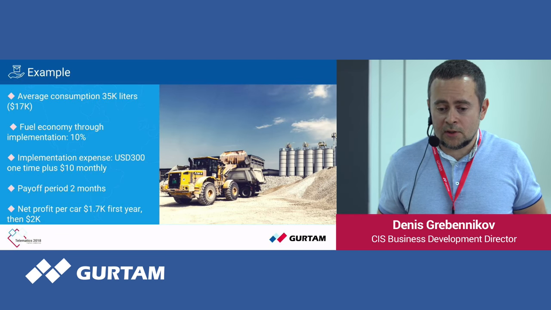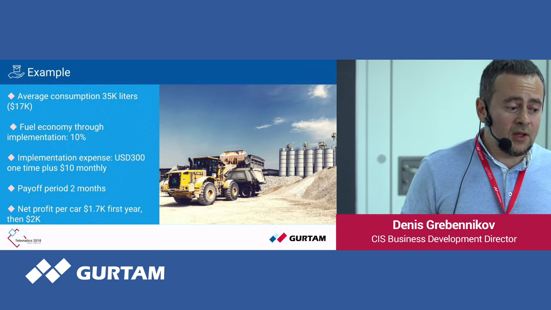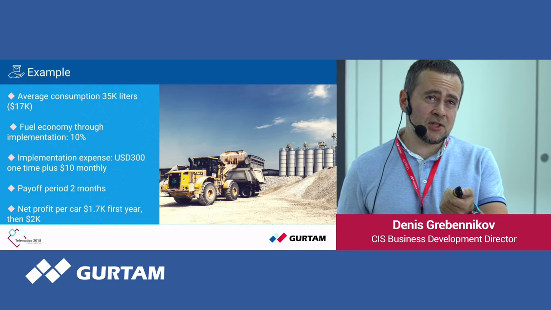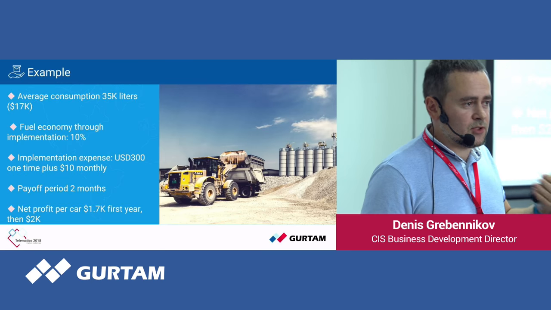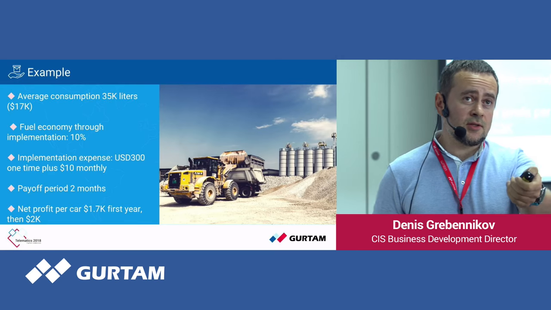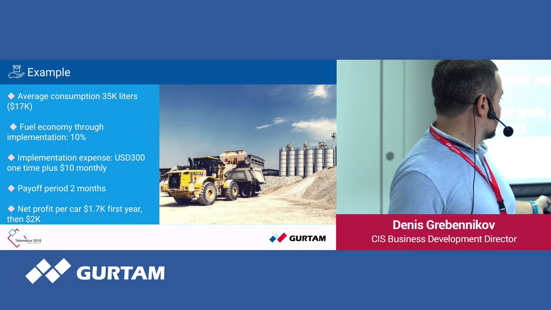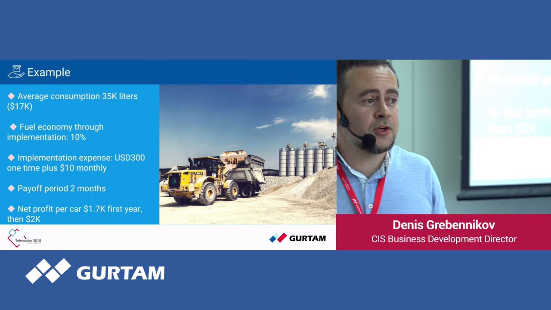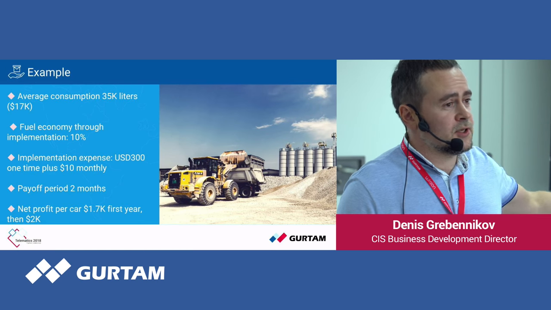Average economy through implementation of our solution tends to be different from time to time, but I'd say it's a minimum of 10% on average. Sometimes it's much, much more, but rarely it's less. So 10% is around $1,700 per year, right? How much do you charge in your countries for equipping one truck with FLS and a tracker?